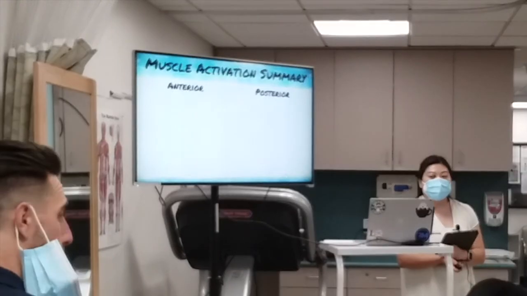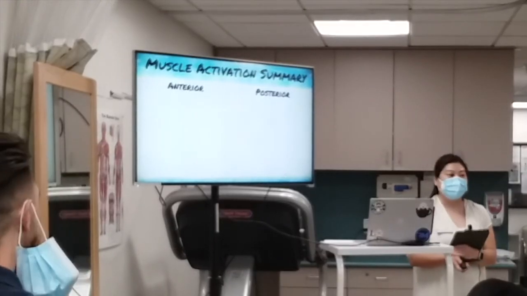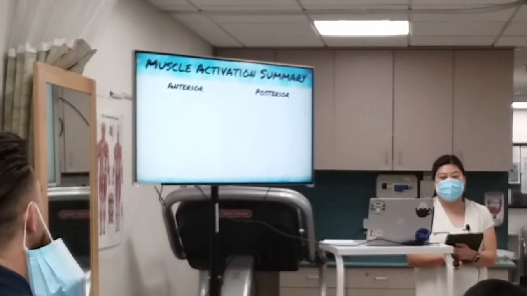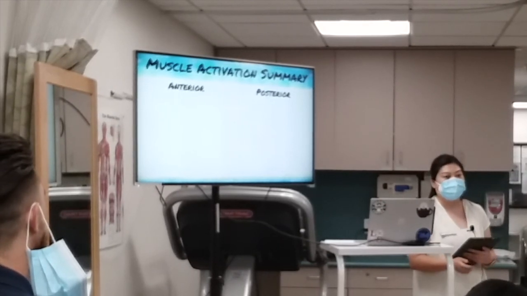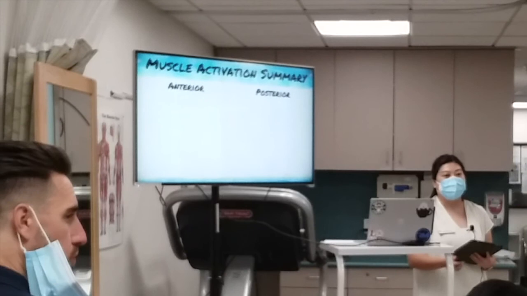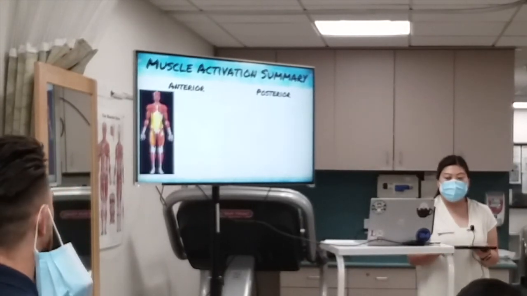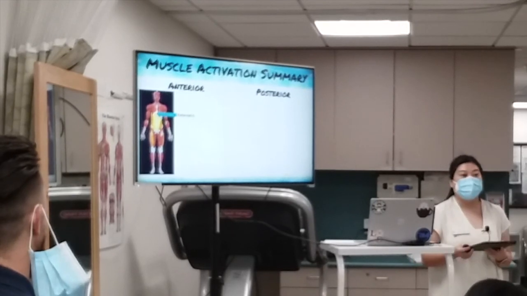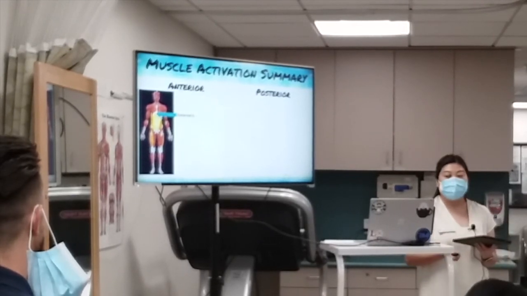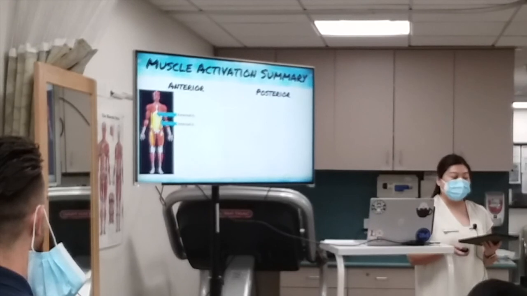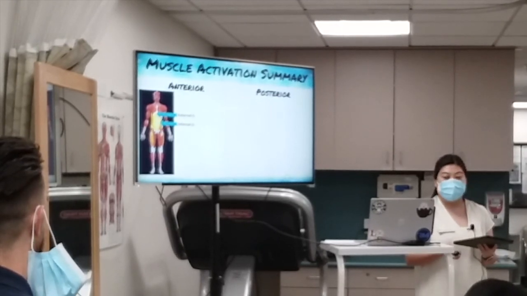So for the muscle activation summary, all of the muscles that are highlighted on this slide are activated with a deadlift, and for each one I'll go through if there's a specific variation that causes greater amounts of activation. First, on the anterior side, we have our external oblique, which has the greatest activation with a conventional deadlift. The internal oblique also has the greatest activation with a conventional deadlift.